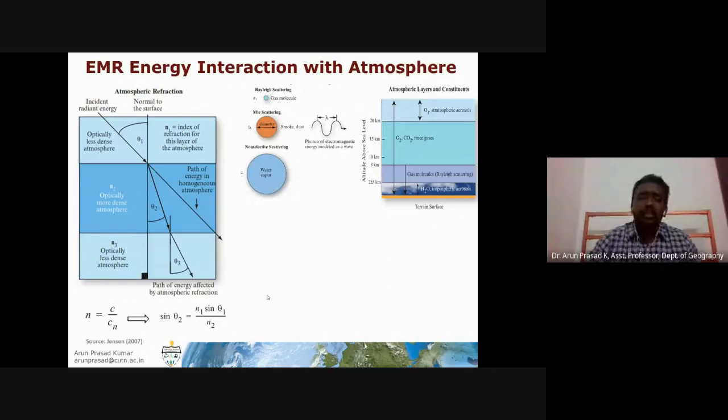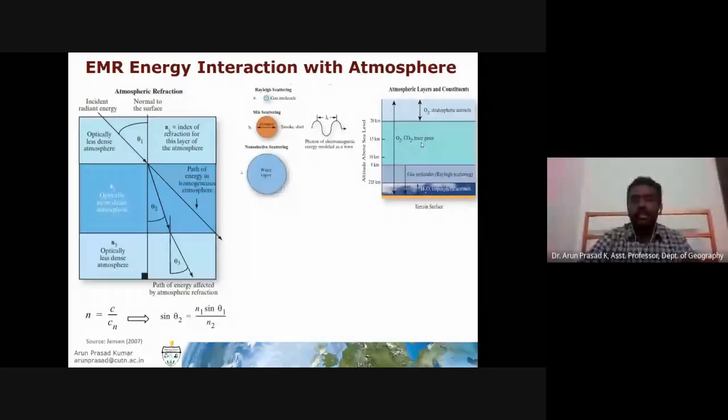In the atmosphere we have different layers, and different layers have different compositions. In the troposphere, which is nearer to the Earth's surface, water vapor molecules and aerosols are dominant. In the next levels, the stratosphere and mesosphere, we have more carbon dioxide, trace gases, and other gas molecules like nitrogen. Over the stratosphere we have the ozone layer, O3, which absorbs the UV radiation and scatters away a few shorter wavelengths. So different atmospheric layers scatter away different wavelengths.